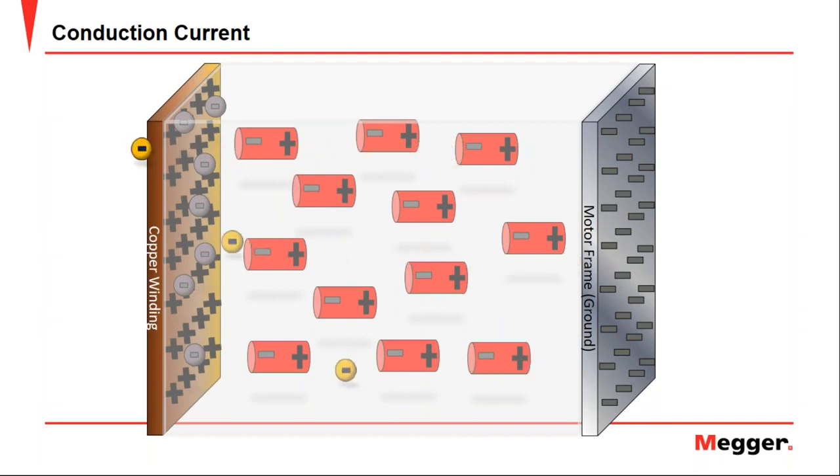Then we have the conduction current. This current is very small, but it is present and it is constant over time. It doesn't discharge, and it depends exclusively on the insulation material.